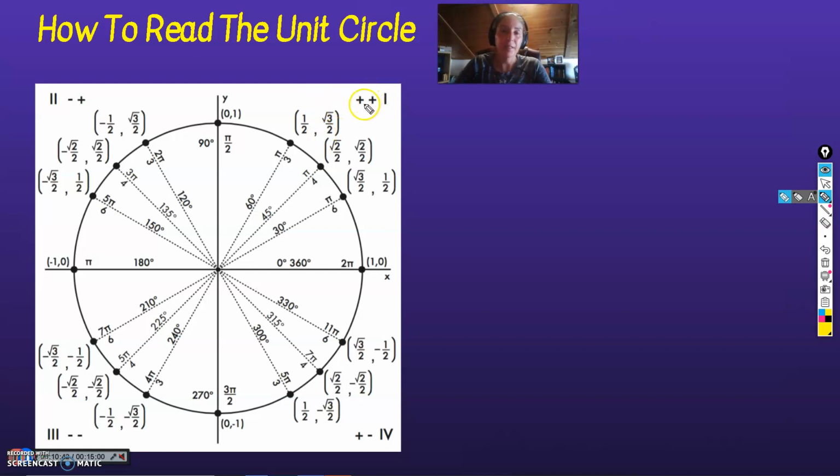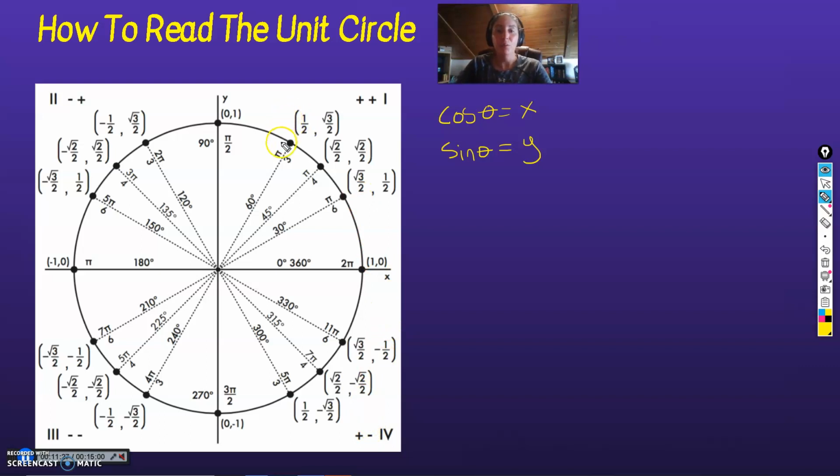And these little plus plus here is saying that the cosine coordinate is positive and the sine coordinate is also positive. Think cosine is your x coordinate, sine is your y coordinate. So in quadrant 1, we go right and up, so everything is positive, positive. In quadrant 2, we go left and up, so cosine is negative, but sine is positive, because x is negative and y is positive. In quadrant 3, we go left and down, so everything is negative, negative. So cosine is negative and sine is negative in quadrant 3. And in quadrant 4, we go right and down, so the cosine is going to be positive, but the sine is going to be negative.